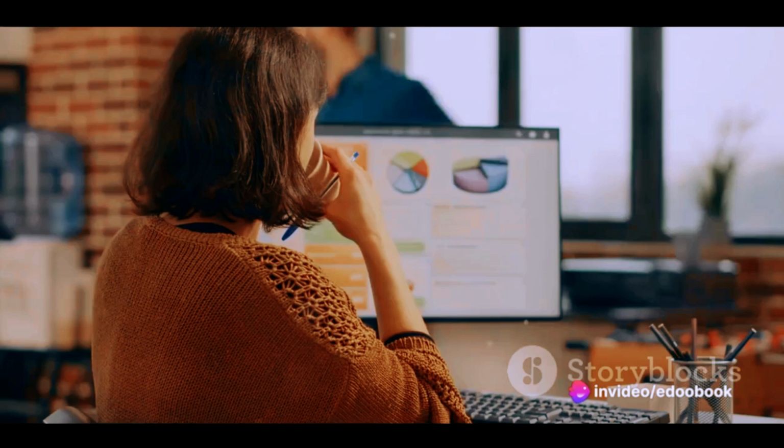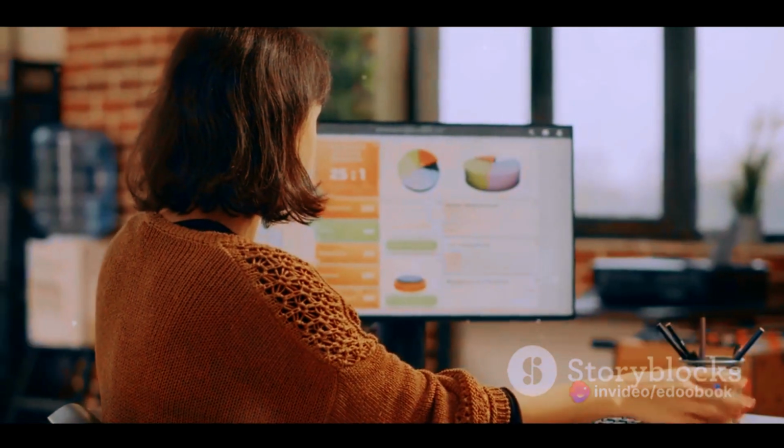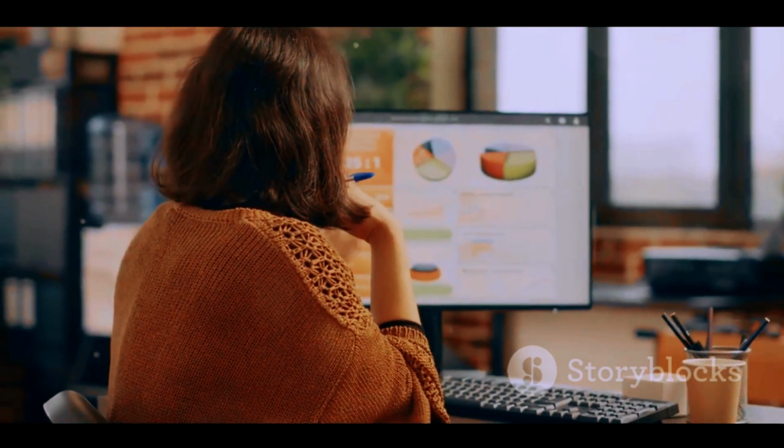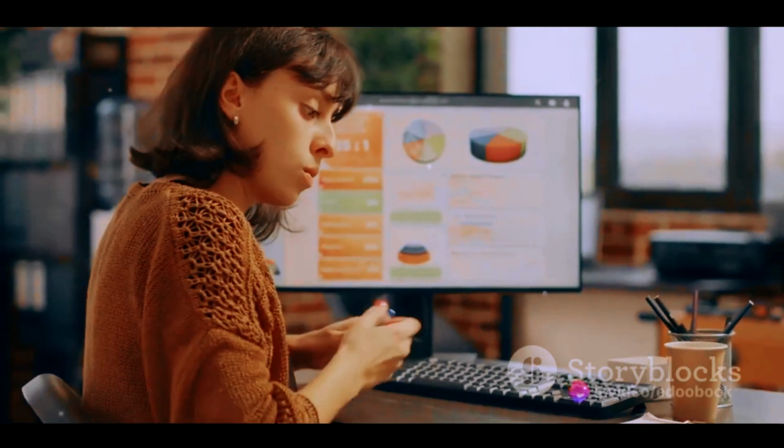Start by defining your campaign objectives. Are you looking to increase website traffic, generate leads, or perhaps you're aiming for a boost in sales? Whatever your goals, Bing Ads can help you achieve them.